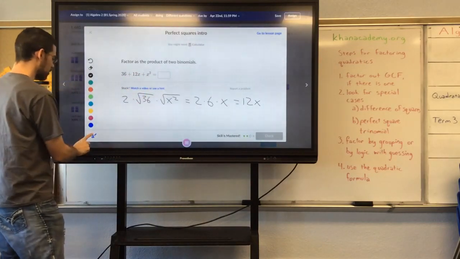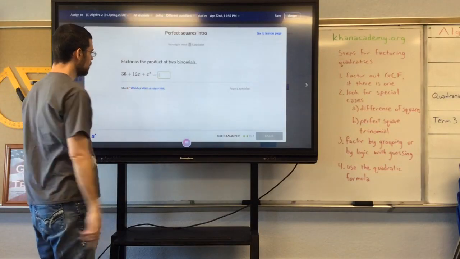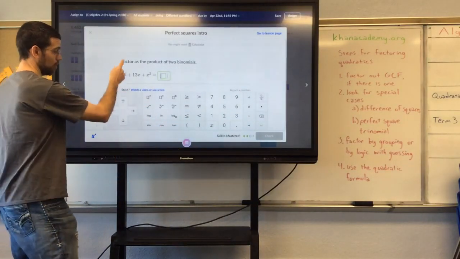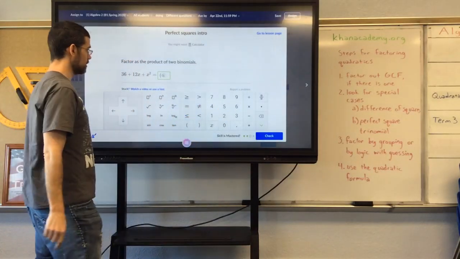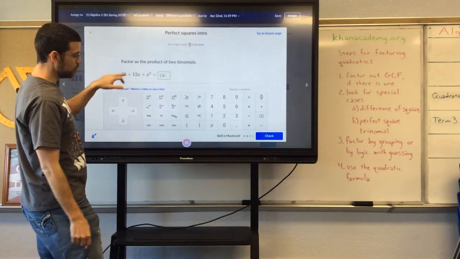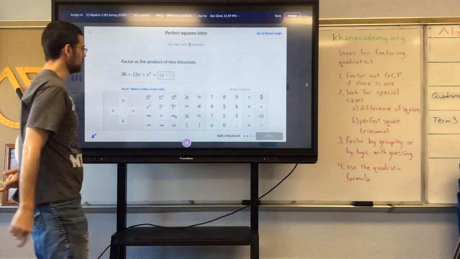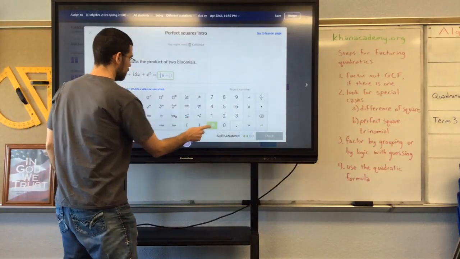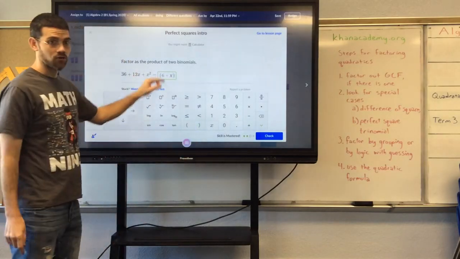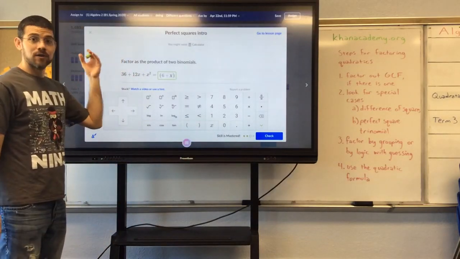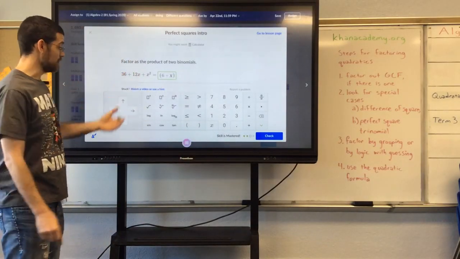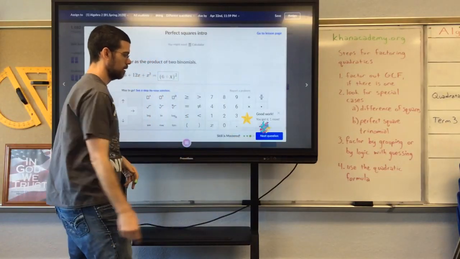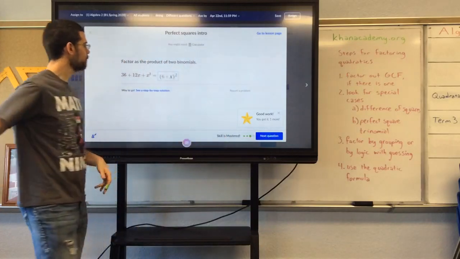It's a perfect square trinomial, and we know that both of the factors will be the square root of the first term, 6, the sign of the middle term, which is positive in this case, the square root of the second term. So that's one of our factors. It's both of the factors, so I need to square that, and that's my answer.